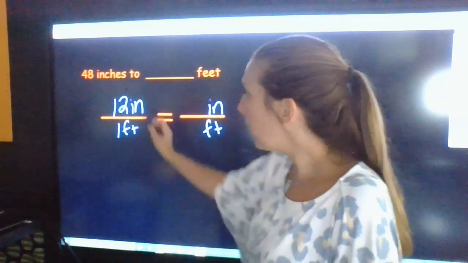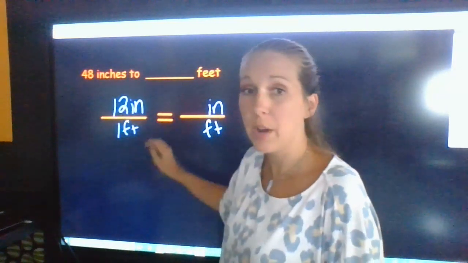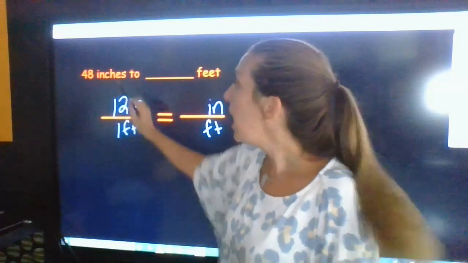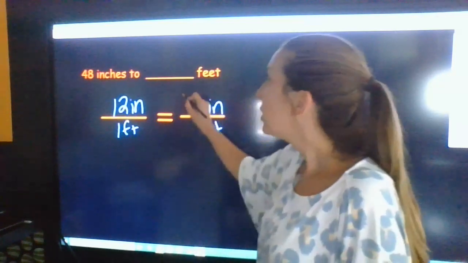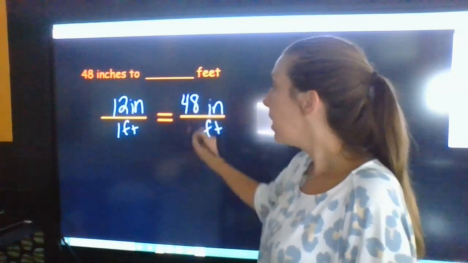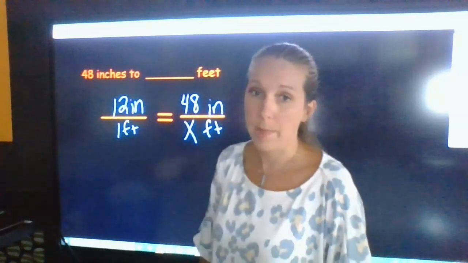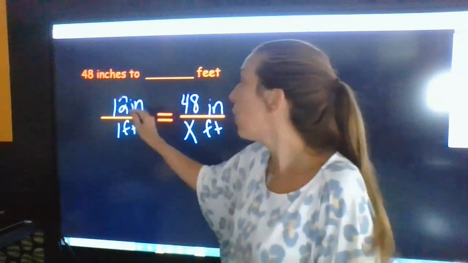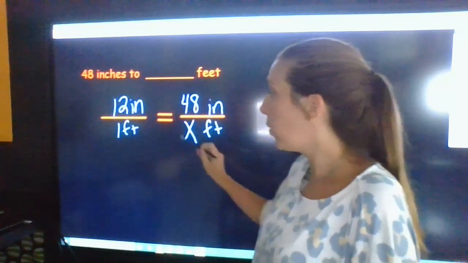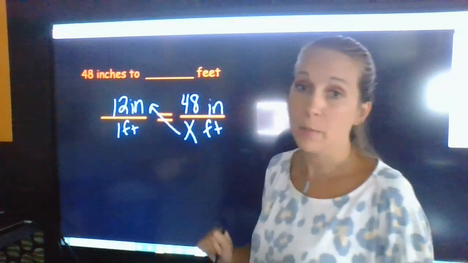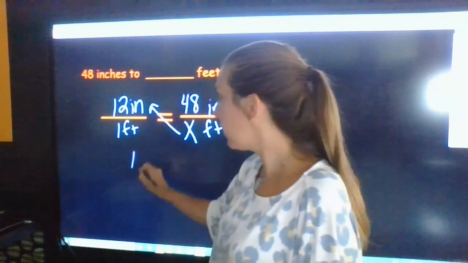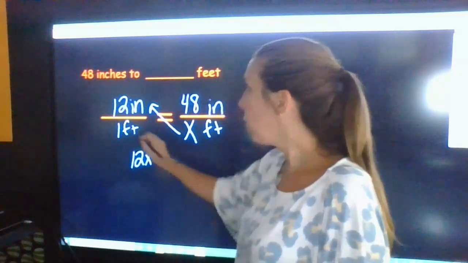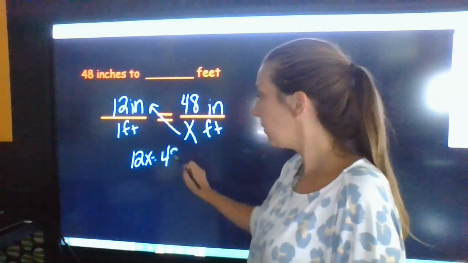So we have what we know first. We know that 12 inches is 1 foot, and we want to know about 48 inches. So we're going to put 48 on top and a variable on bottom. So in this type of problem, you can do it 2 ways. You can do 12 times 4 and 1 times 4, or you could crisscross multiply and say 12 times x is 12x. And then 1 times 48 is 48.